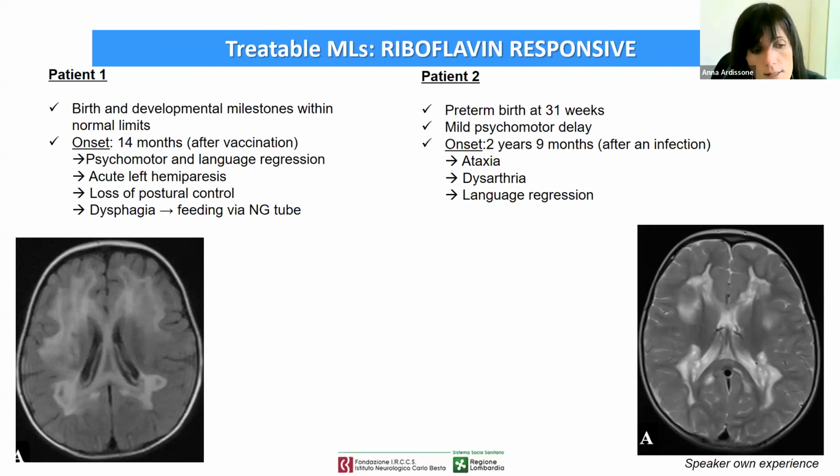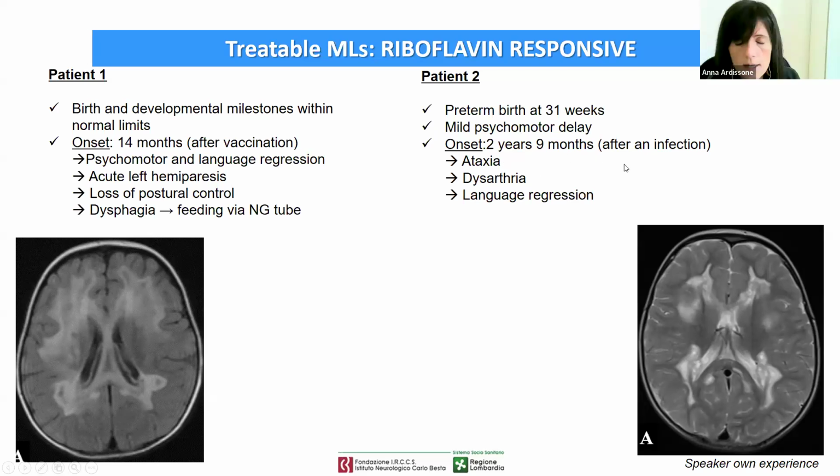I share the case of our two patients. These are two children with a very similar history. The first is a female with normal psychomotor development. At 14 months, after a trigger factor, she presented psychomotor and language regression associated with neurological signs: acute left hemiparesis, loss of postural control, and an important dysphagia. This is the MRI: diffuse white matter involvement and initial cystic degeneration.